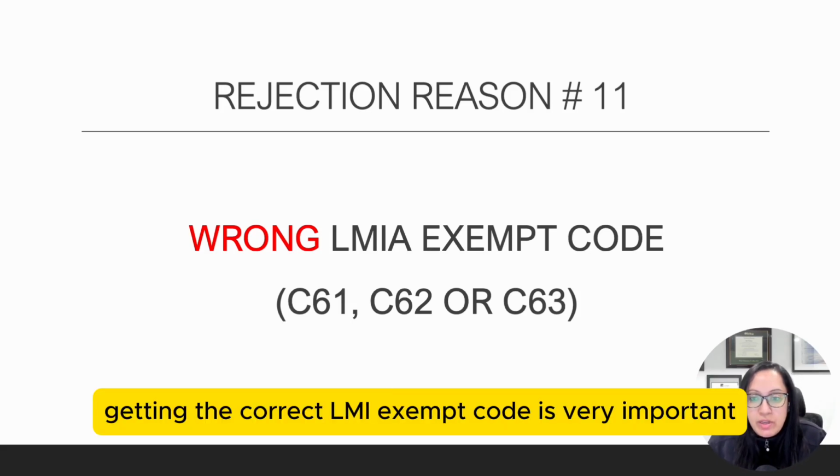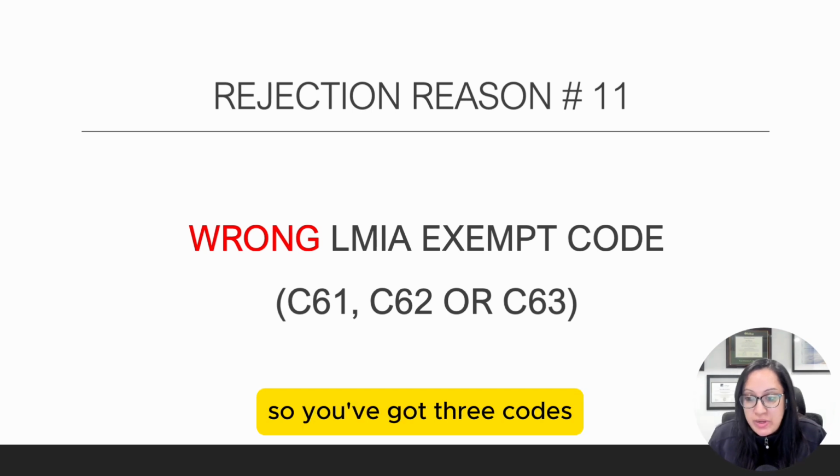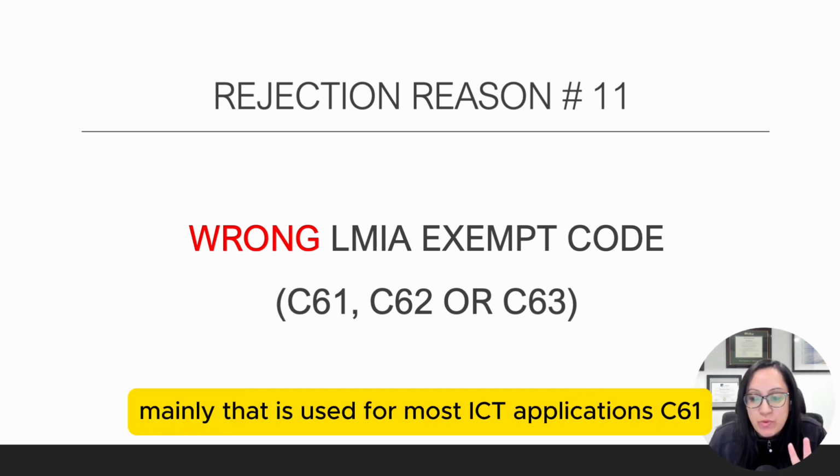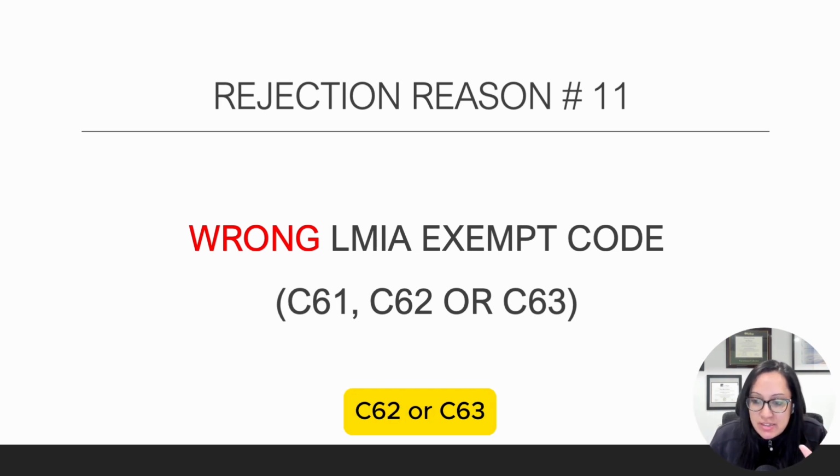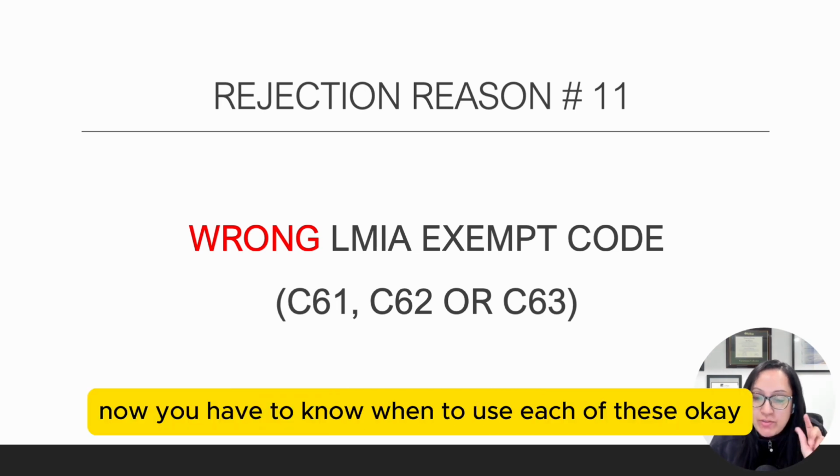Now, getting the correct LMIA exempt code is very important. You've got three codes mainly that are used for most ICT applications: C61, C62, or C63. Now you have to know when to use each of these.